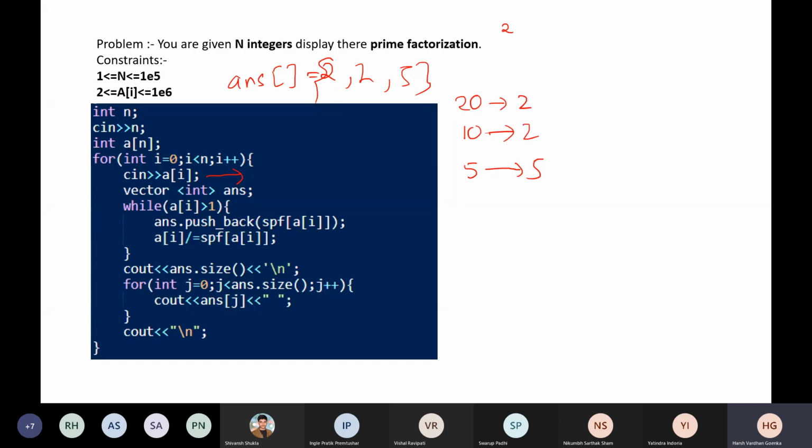And what is the time complexity of this code? It comes out to be approximately log base 2 of A[i], because all the other prime factors are greater than 2. So we can say it is n log base 2 of the max of A[i], and that is 10 to the power 6, so approximately this term comes out to be 20. So you can do prime factorization of any number in approximately O of log A[i].